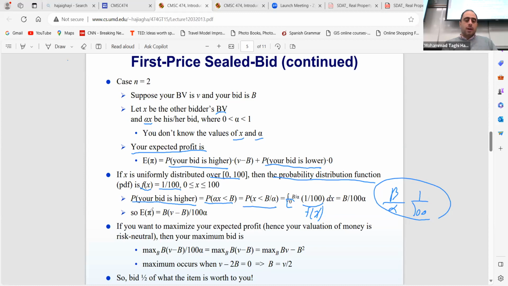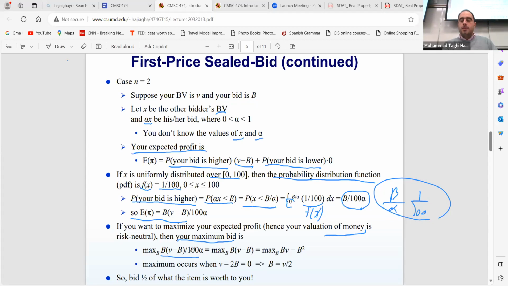Now, your expected profit is equal to, so what was the expected probability? The probability that you will win, times V minus P. If you want to maximize your expected profit and hence your valuation of money, then your maximum bid should be this. You try to maximize your expected profit.